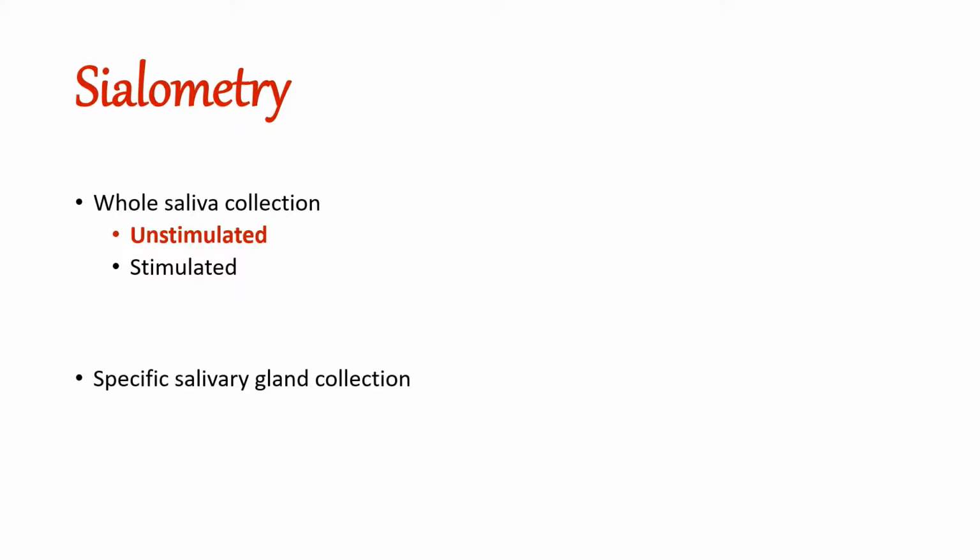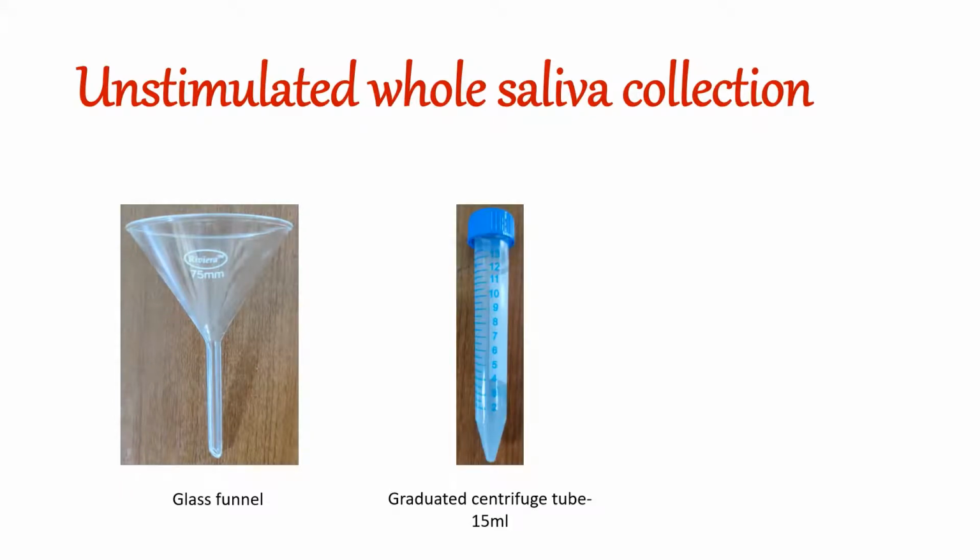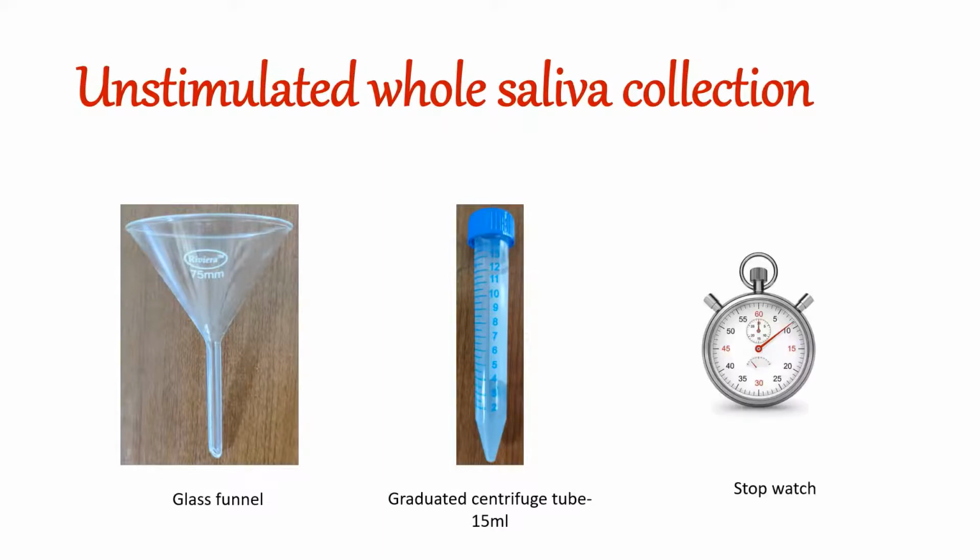The whole saliva collection could be stimulated, where salivary secretion is augmented using gums or candies while performing the test, or unstimulated. With regards to Sjogren syndrome, the unstimulated whole saliva collection method is commonly used to assess xerostomia. It is a very simple method and can be performed with few easily available instruments and does not require expertise. The instruments that we need to do the test are a glass funnel to collect the saliva, a 15 ml graduated centrifuge tube to measure the saliva, and a stopwatch to note down the time.